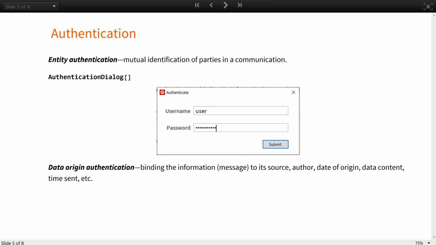One is entity authentication, which is the mutual identification of parties in communication, like when you log into a website, and data origin authentication, which is binding the information or message to its source, author, date of origin, data content, and time sent, and so on.